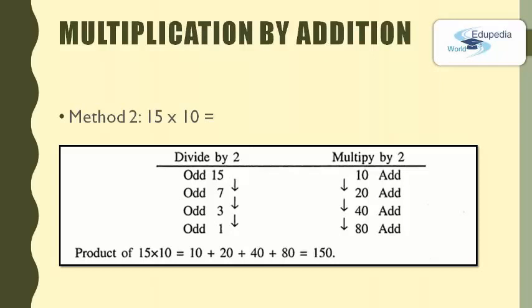We divide 7 by 2, the quotient is 3, and it is also an odd number. We divide 3 by 2, the quotient is 1, it is also an odd number. As it is a 1, we stop right there and go to the right hand side.